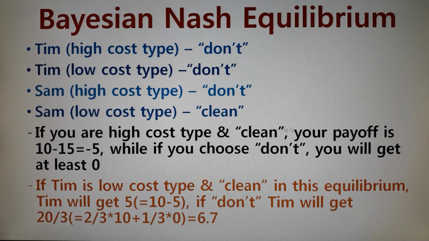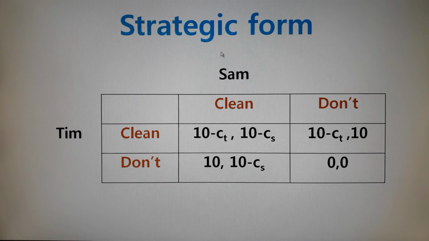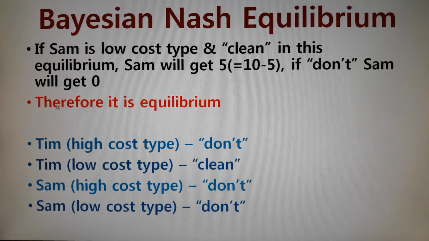Now, why would Sam clean it? Once again, Sam here is a low cost. Tim, we know, never cleans it. Tim will always choose don't. If Sam chooses don't, it's going to be 0. If Sam chooses to clean it, 10 minus 5. 5, 0, which is bigger? 5 is bigger. That's what I wrote down here.